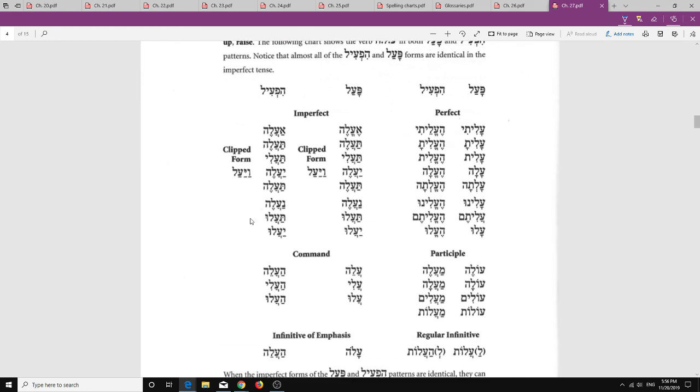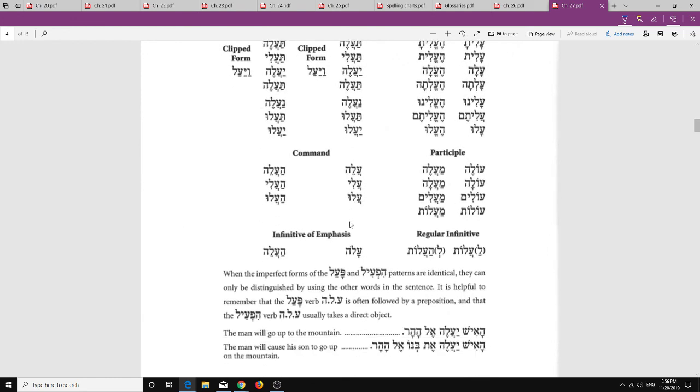especially in the imperfect, because we're missing this characteristic hey in most forms, or the mem in commands, you'll just need to be attuned to the possibility that this could be either the pa'al imperfect or the hifil imperfect. So keep that in mind. And your biggest help in this will, of course, be context. It's by context that we'll be able to know the difference.